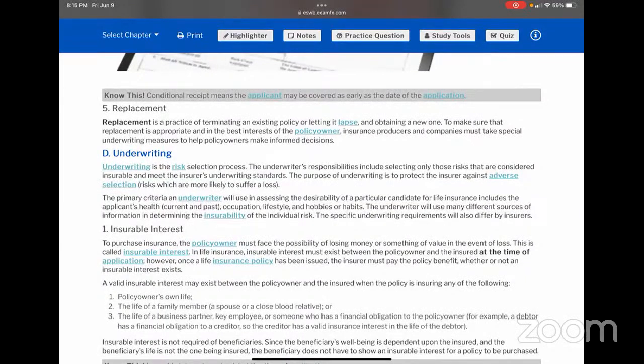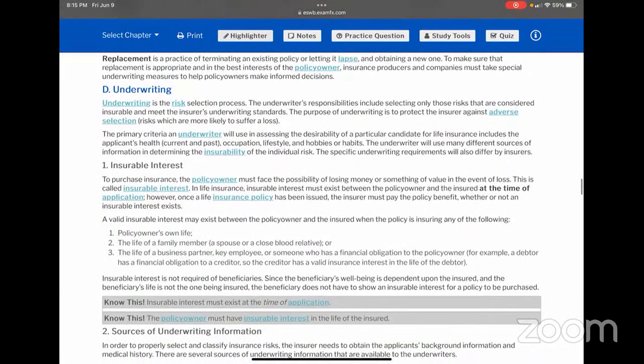To make sure that replacement is appropriate and is in the best interest of the policy owner, insurance producers and companies must take special underwriting measures to help policy owners make informed decisions. Underwriting. Underwriting is the risk selection process. All right. The underwriter's responsibilities include selecting only those risks that are considered insurable and meet the insurer's underwriting standards.